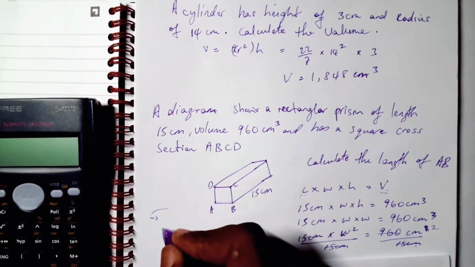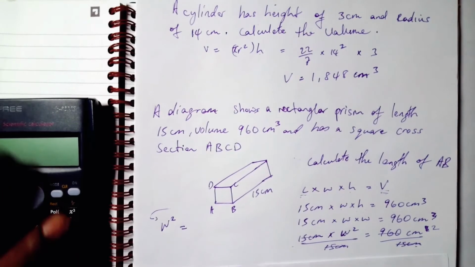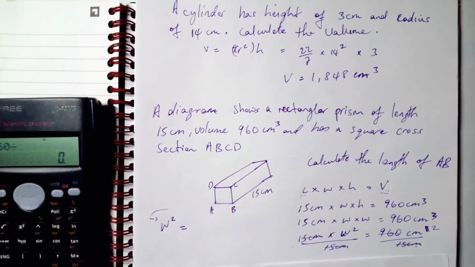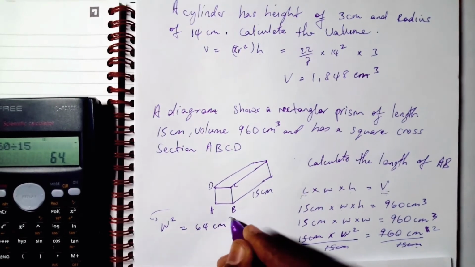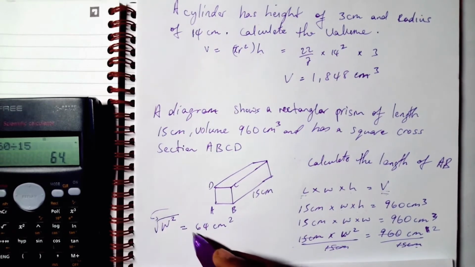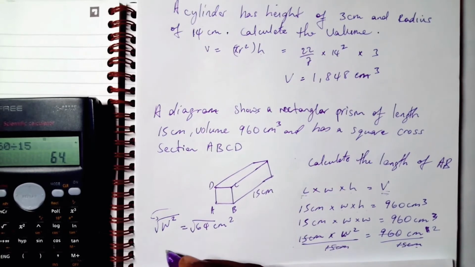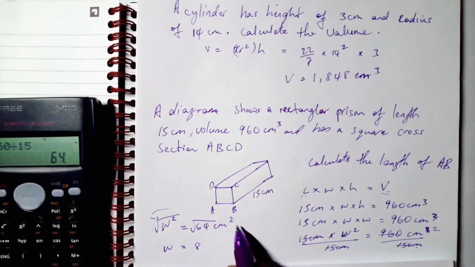So we're going to have W squared is equal to 960 divided by 15, which is 64 centimeters squared. Now we want W, but we have W squared. We have to find the square root of both sides. So now W is equal to, what's the square root of 64? 8. And what's the square root of centimeters squared? Centimeters.